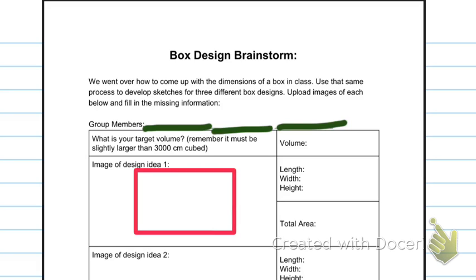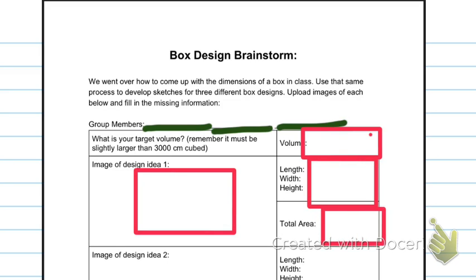And then, of course, you're going to put the volume here that you are going for. You're going to put your length, width, and height. And then when you figure up your surface area, like we did in the previous frames, you're going to put your total area there. Of course, you're going to choose the box that has the lowest surface area, and that's the one that you will do your prototype of. We will work on those prototypes tomorrow during class.